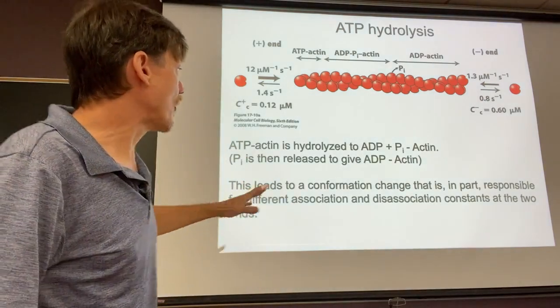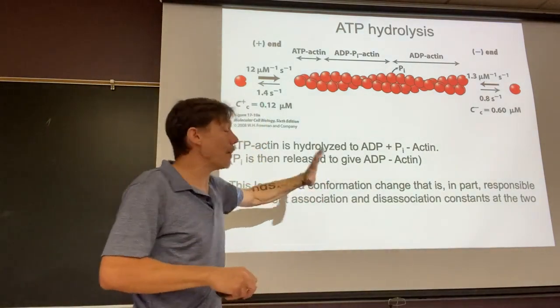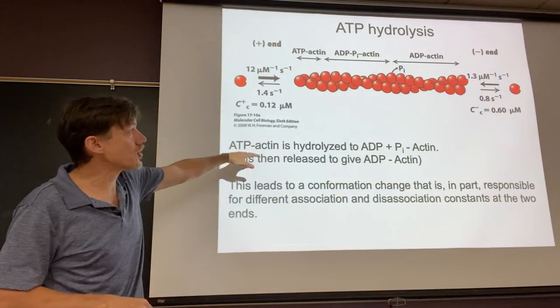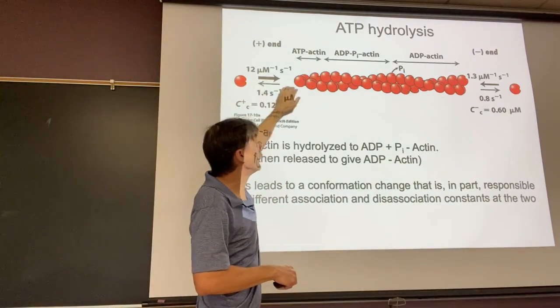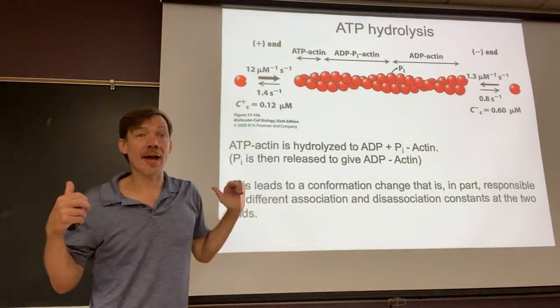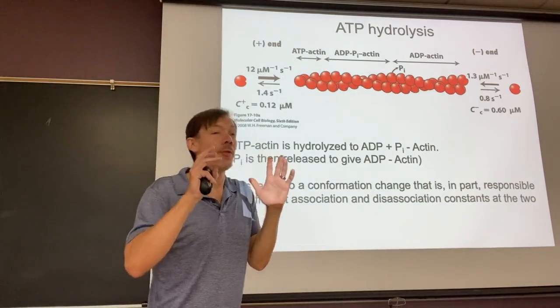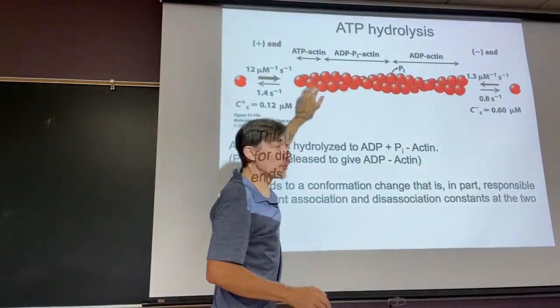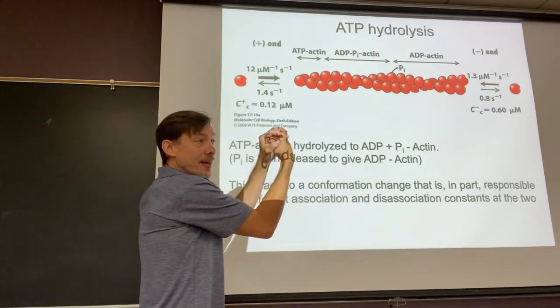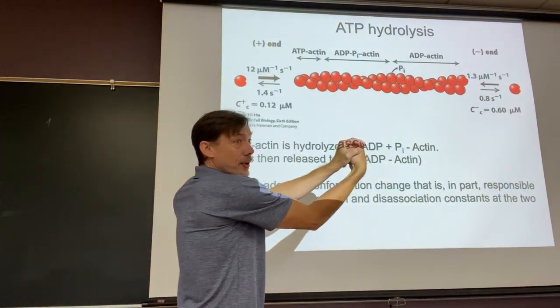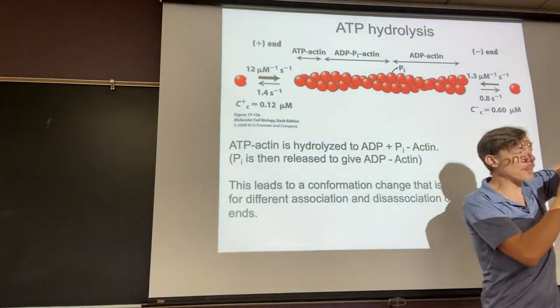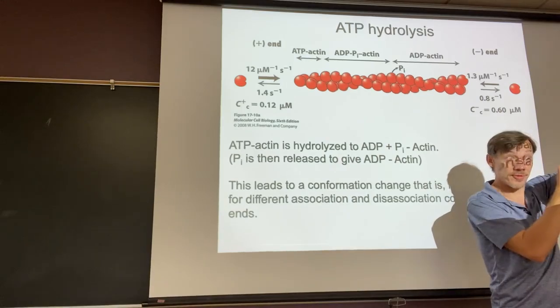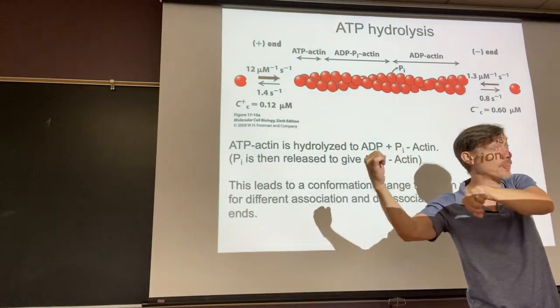It turns out that change in conformation, in part, also changes the way that the ends interact with soluble actin. And the way to think about it is when actin first assembles, it has a full ATP, and a new subunit comes on, and it has the perfect shape for the addition of the next subunit. So stuff stacks up really rapidly.